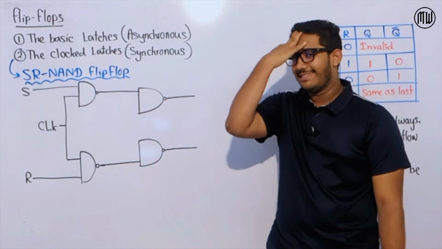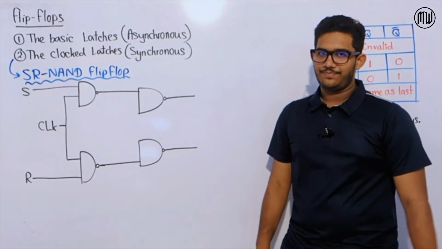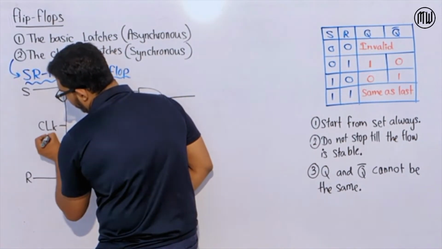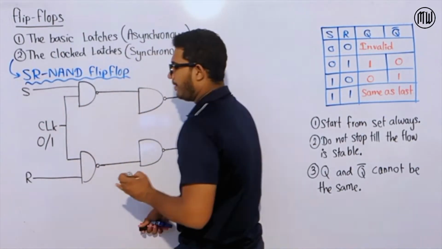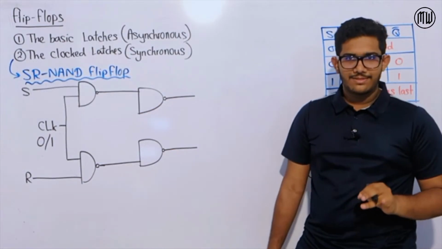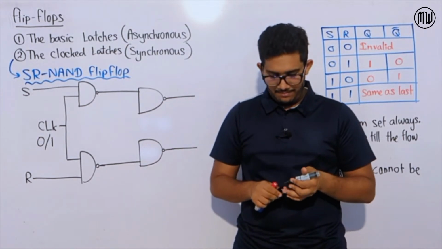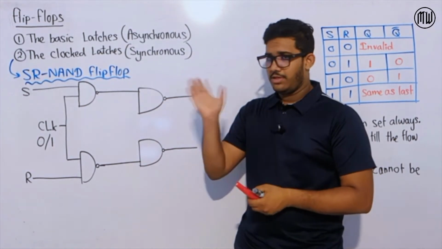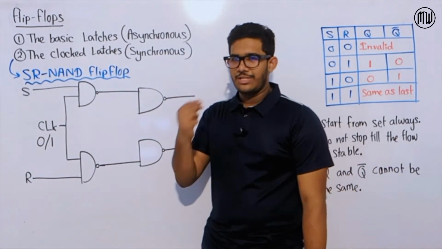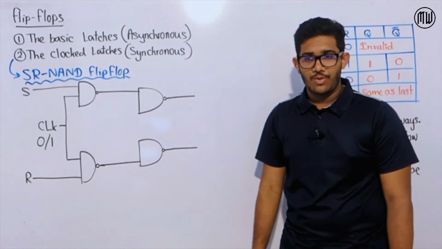Here's the only thing that you all have to remember. The clock can be either 0 or 1, and it changes all the time: 0, 1, 0, 1, 0, 1. Now our job is to learn what happens when the clock goes to 0 and what happens when the clock comes to 1.